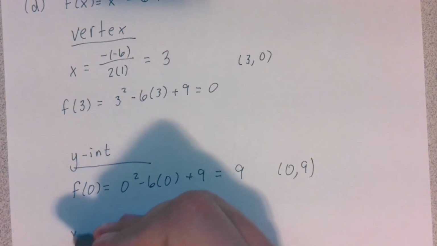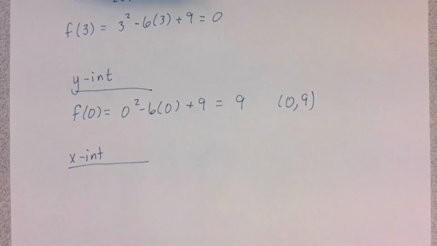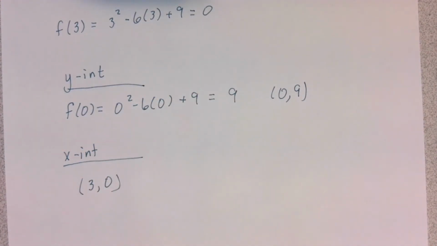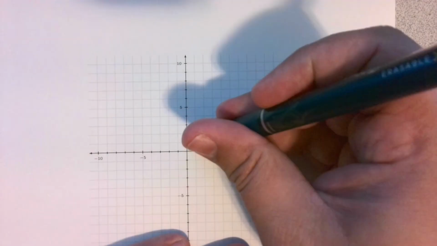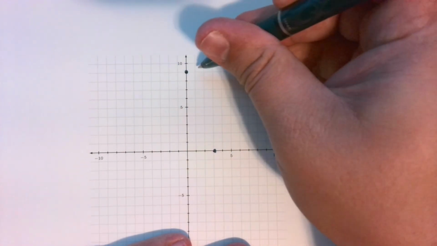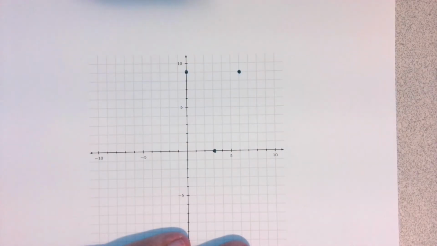And again, this only works when the vertex is an x-intercept. You don't have to do any work. Our x-intercept is 3, 0. There aren't any others. Well, we have 2 points. And then knowing the symmetry of a parabola, we're going to get a third point so we can graph these. So 3, 0, 0, 9. Then using symmetry, I go over to here to 6, 9 for my third point.